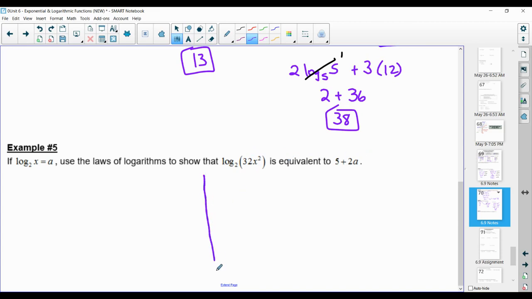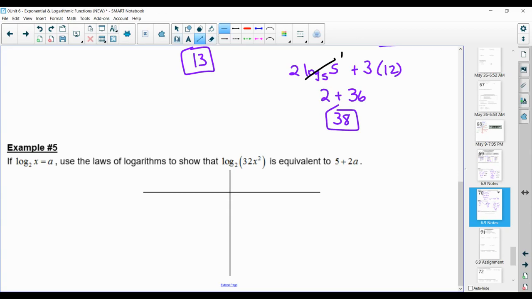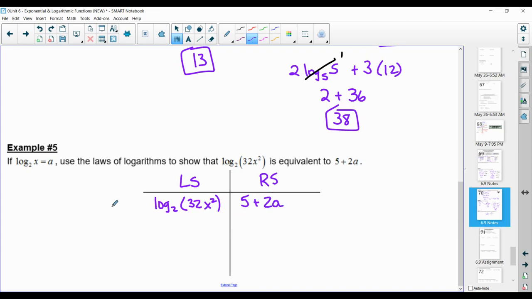I'm going to do this using a left side, right side chart and simplifying as I go. All right, so make our left side, right side chart here. And so we've got LS, RS. All right, so starting off, we've got log base 2 of 32x squared. And we're trying to show that that is equivalent to 5 plus 2a.